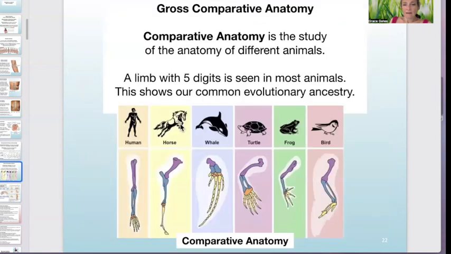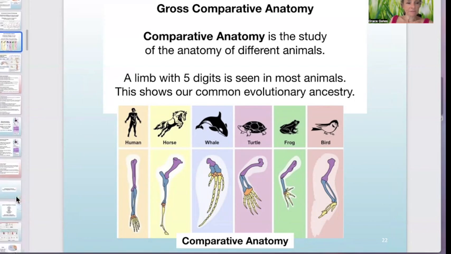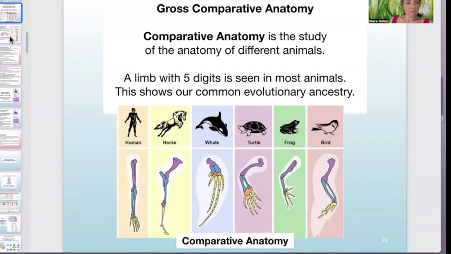Okay, comparative anatomy is the study of the anatomy of different animals. For example, a limb with 5 digits is seen in most animals, and this shows our common evolutionary ancestry. And I have to say, no matter how many times I learn it, I find it just short of unbelievable that I had a common evolutionary ancestor with a bird, a frog, a turtle, a whale, and a horse. I mean, just mind-blowing. But such is the amazing study of evolution.